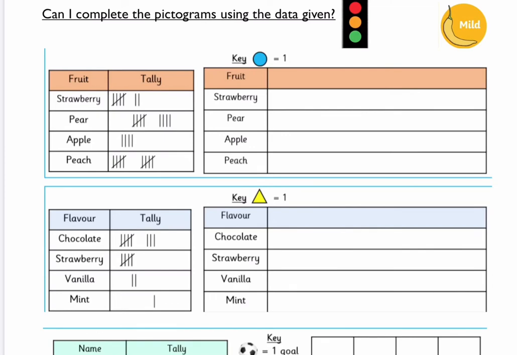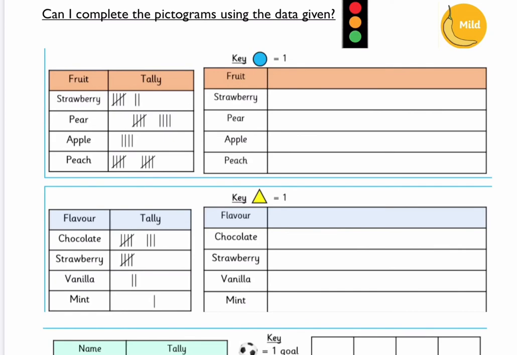Now, the learning question today is, can I complete the pictograms using the data given? What I would like you to do is you're going to create your own pictograms on paper. So you will need a pencil and paper and a ruler if you have one, and I would like you to create your own pictograms using the data here.